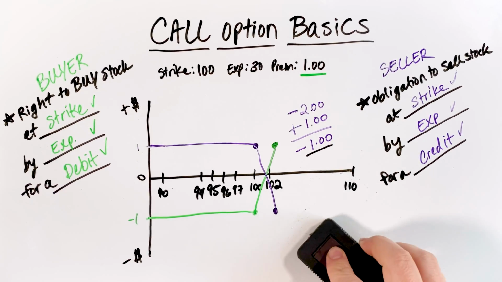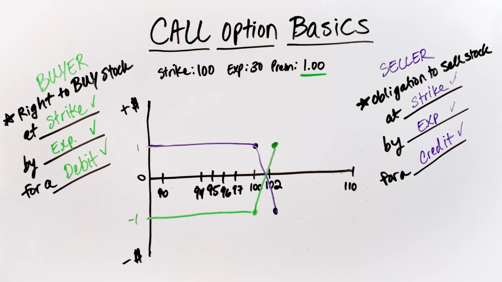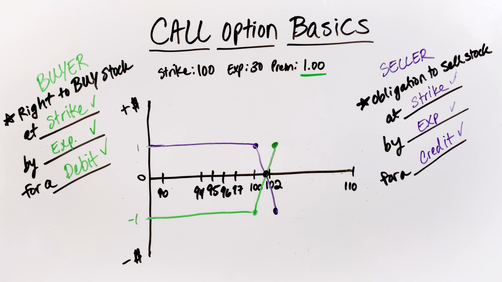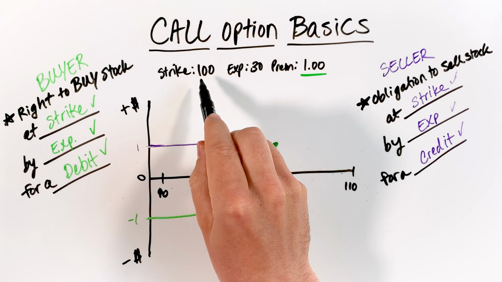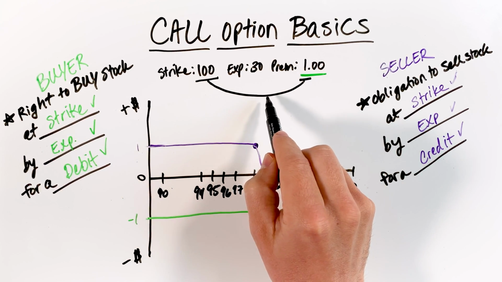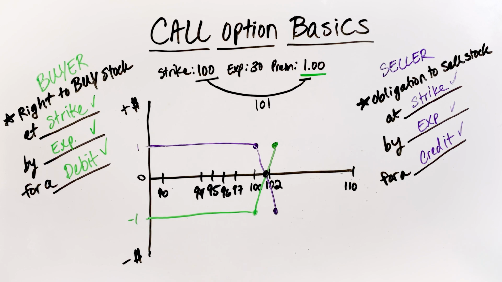What you'll notice as we go through this very simple example is that whether you are the call option buyer or the call option seller, there is a very definitive break-even point. That break-even point occurs where it's financially smart to exercise or not exercise the contract at expiration. In our case, the break-even point is easy to calculate. It's simply the strike price of the option contract plus the premium paid for the option contract, which gives us a break-even point of $101.